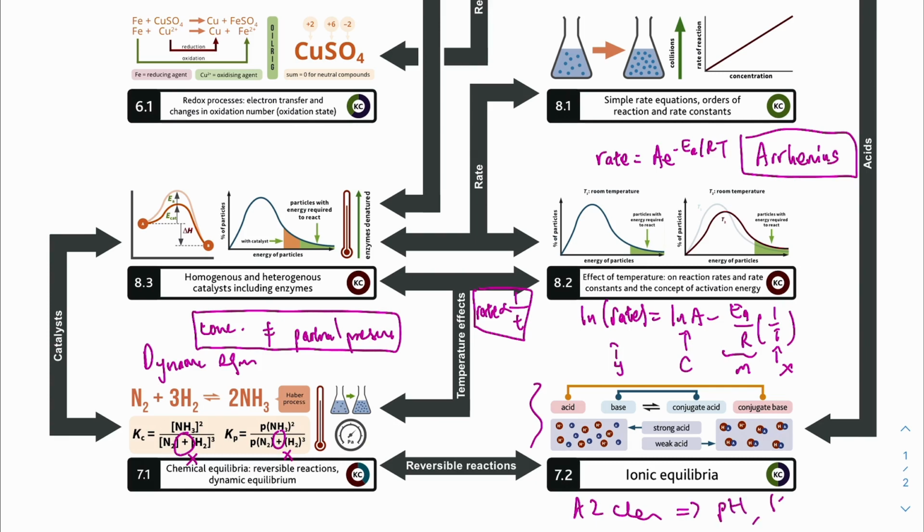What else? We talk about solubility product. We talk about partition coefficient. We talk about many other things, all right? So a lot of equilibria are revisited in a more complicated setting at the A2 level, but at AS level, you have done all of this anyway.